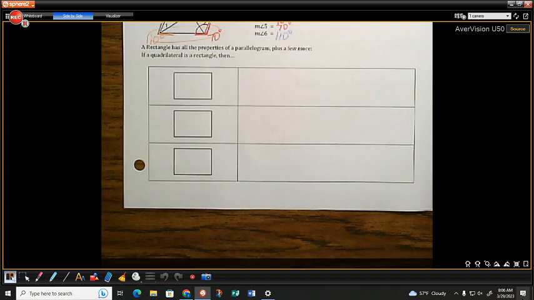Let's do something worse. Let's take our parallelogram and let's not make the sides be congruent yet. I want those sides to be a little bit longer. Yeah, something like that. Okay, so we've got a parallelogram. How do I make it into a rectangle without changing it being a parallelogram?